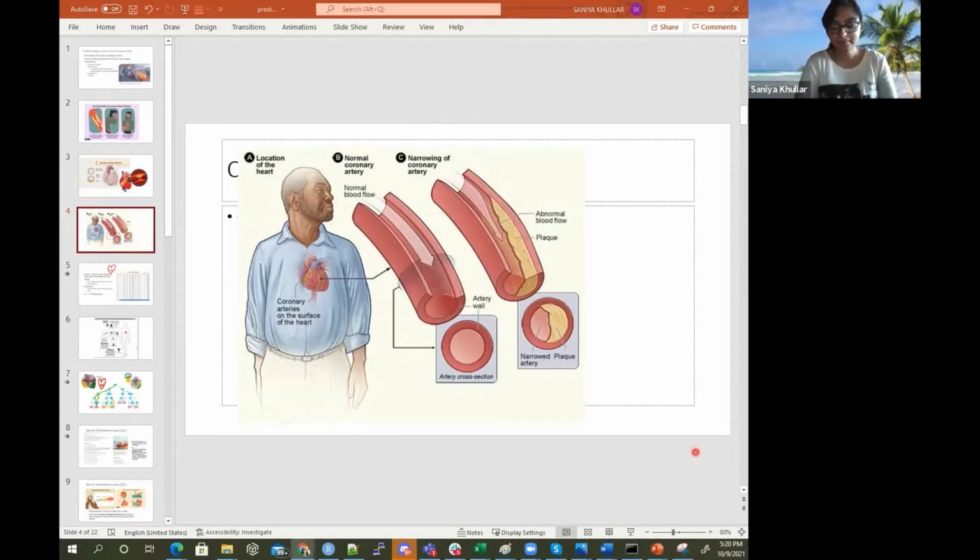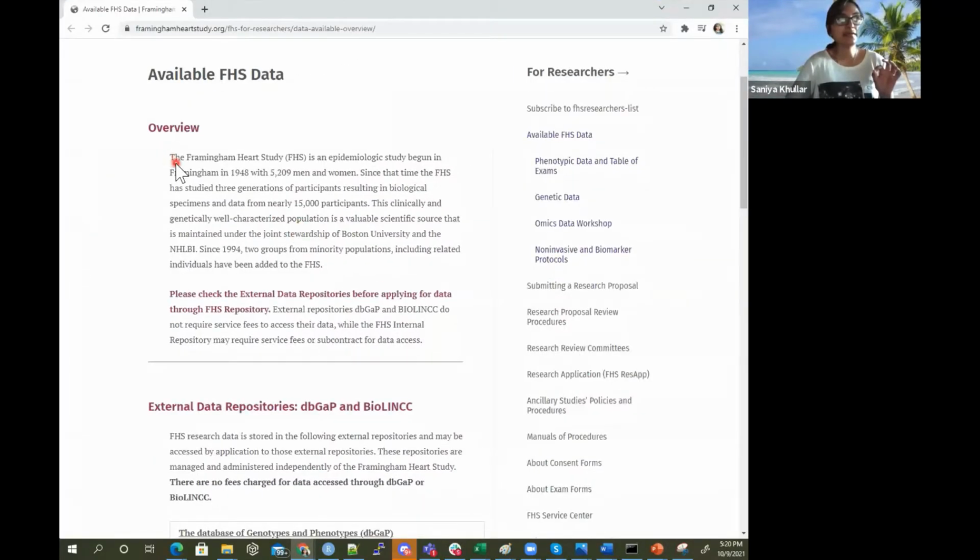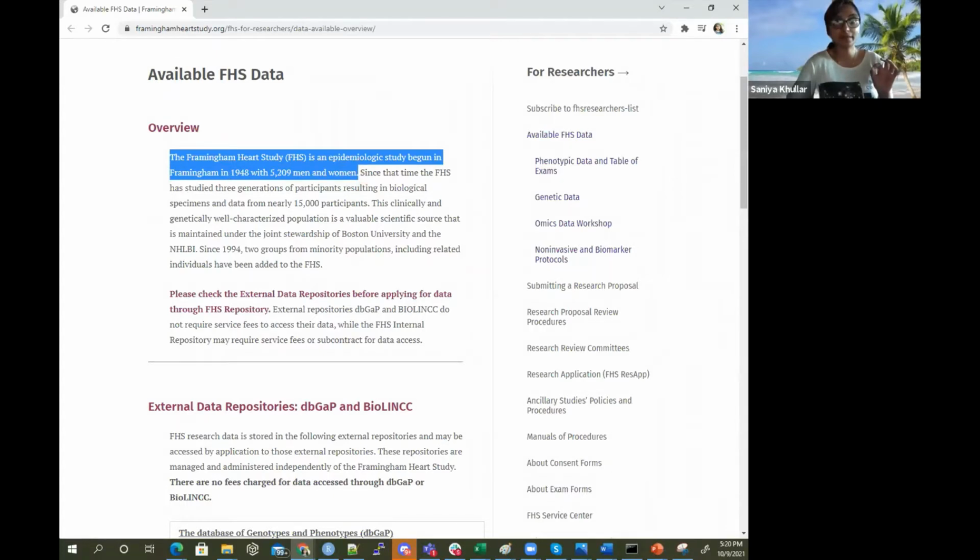And there's this study called the Framingham Heart Study. What it's trying to do is help identify risk. It's an epidemiological study that began in 1948 with 5,209 men and women.